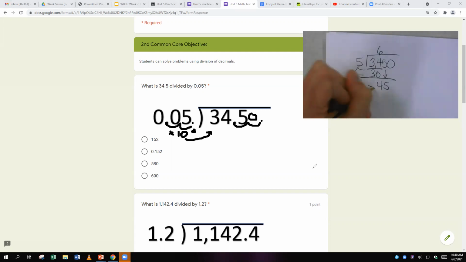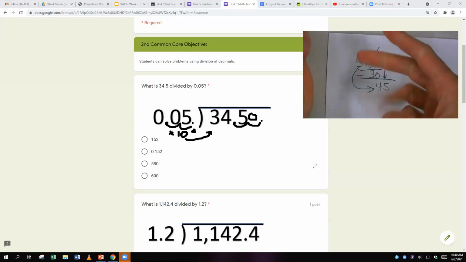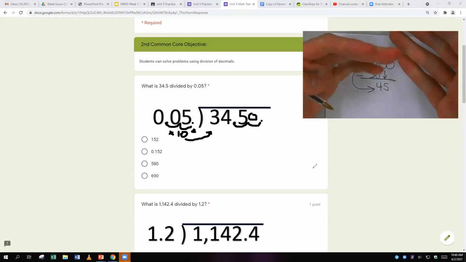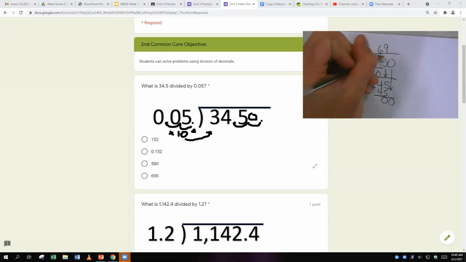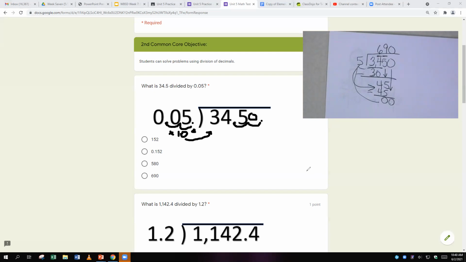Okay, so how many 5s are in 45? 5, 10, 15, 20, 25, 30, 35, 40, 45, 9. What's left over? Nada. Went in perfect, man. Bring down the 0. I took away 6 hundreds, 9 10s, and no ones. Answer is 690.